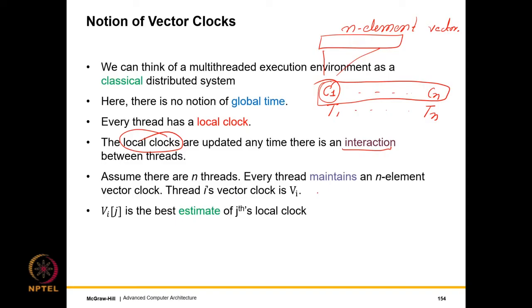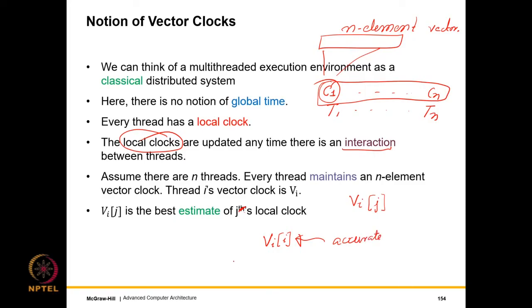Let's say thread i's vector clock is Vi. Let Vij, which is the jth element of Vi, be the best estimate of J's local clock. The key point here is that the element Vii is the only accurate element, because this is I's estimate of its own local clock, which is bound to be the most accurate.